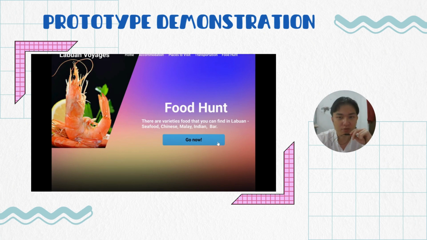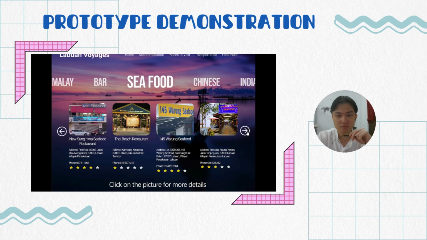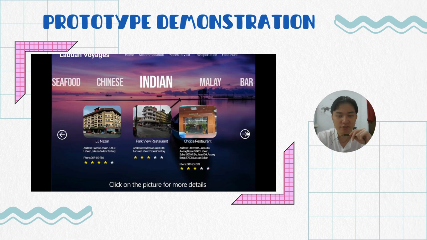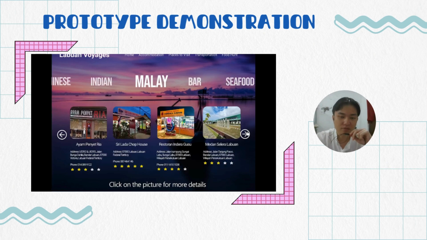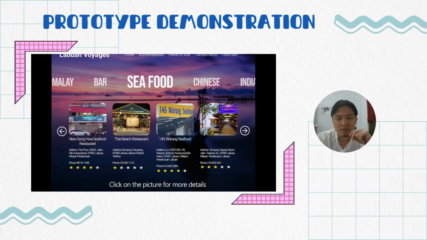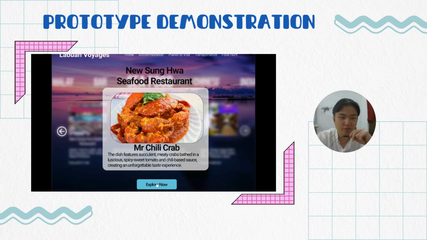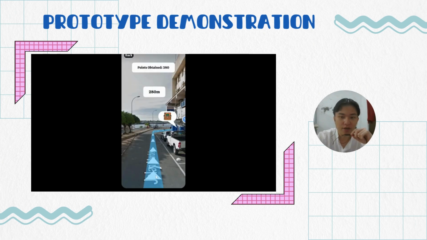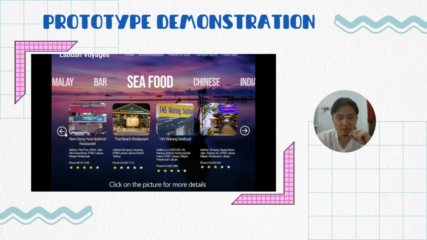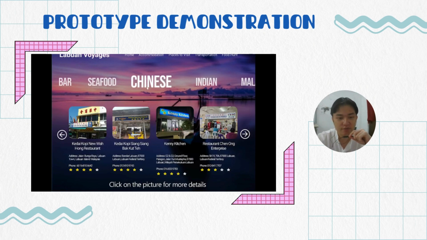And last but not least, proceeding to food hunt. There will be a seafood category, Chinese food category, Indian food category, Malay food category, and bar sectors. When the users click onto one of the photos, it will show their signature dish there. And clicking explore now, you can see there's a gamification mini game there as well.